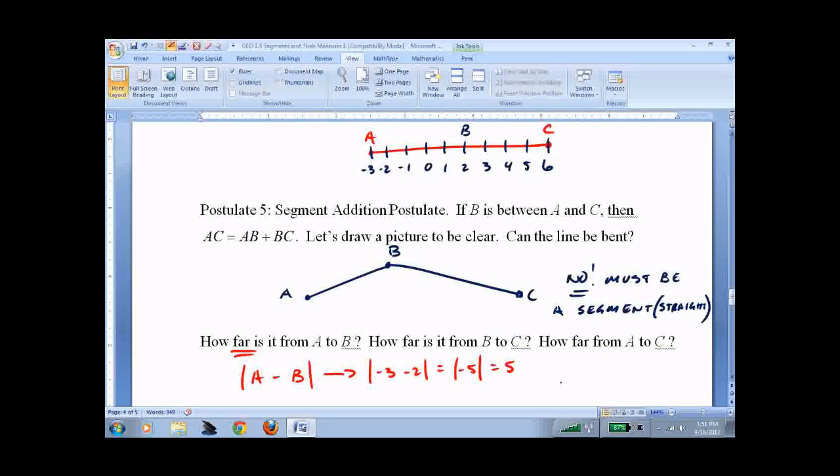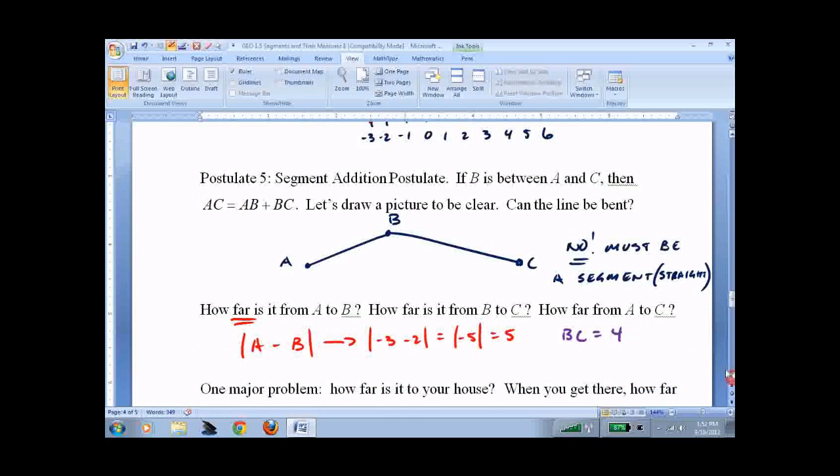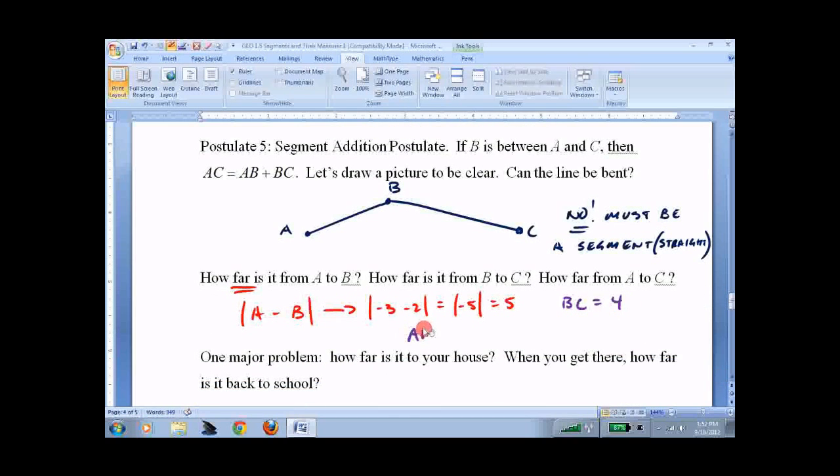How far is it from B to C? Same deal for me. I'm just going to count this time. 1, 2, 3, 4. So this is A to B. BC equals 4. And we would say AB equals 5. Segment length is always positive. How far is it to your house? 10 miles. It's not negative 10 miles back when you get there. It's always positive. Go over that again in a second.